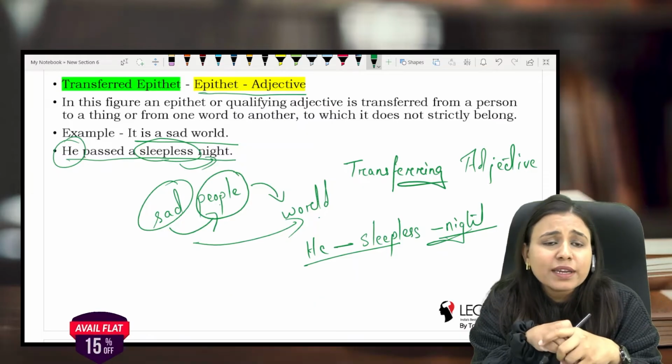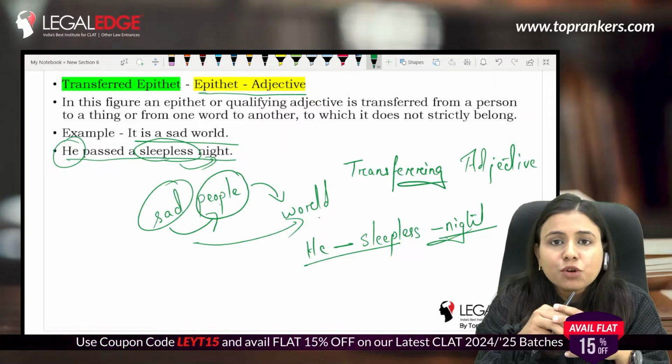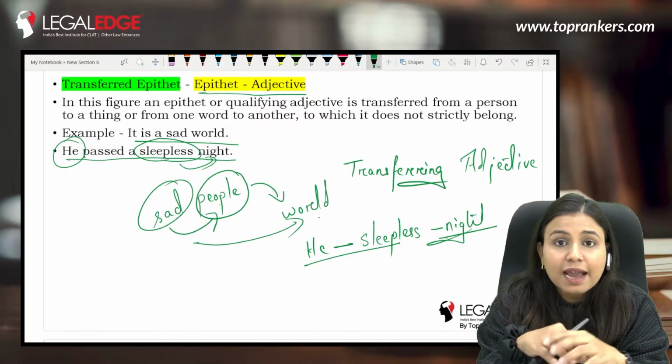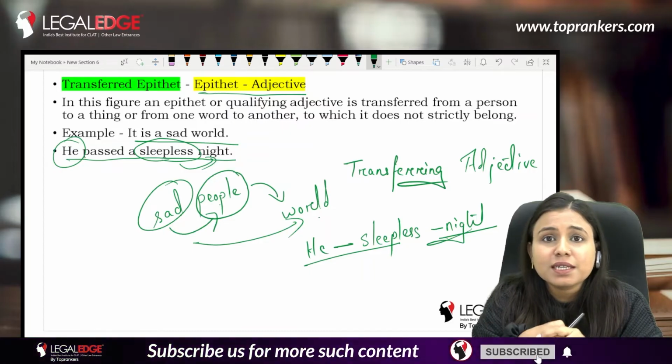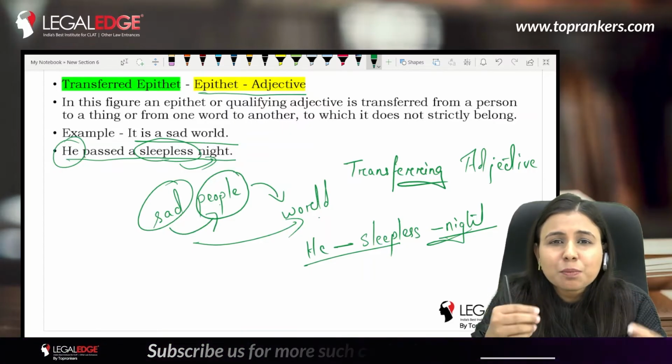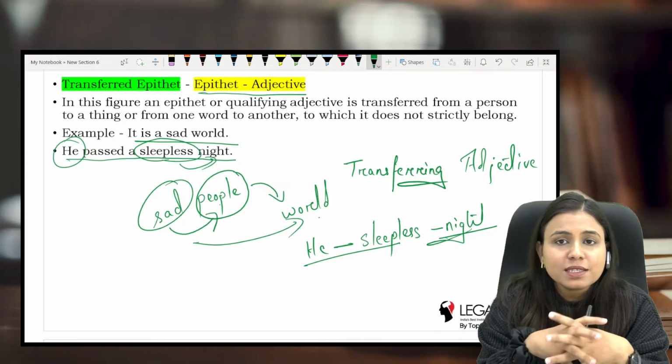This is used to create an exaggerated effect to make you realize the mood of something, like to aggravate the mood of something. Rather than saying the people are sad, when you say it is a sad world, it creates a poetic effect in what you are saying. Right? So this is the figure of speech transferred epithet.